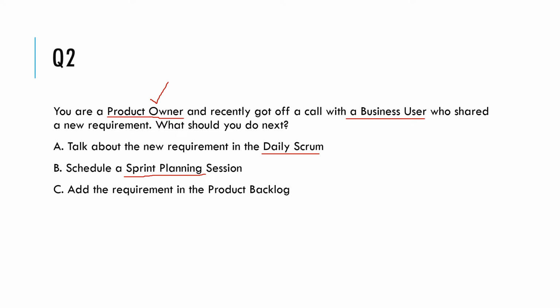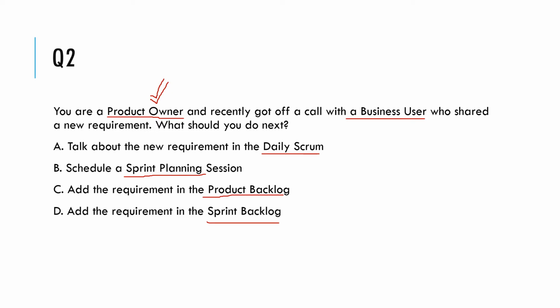Add the requirement in the product backlog. All right, that is one thing that you can do with the requirement. Add the requirement in the sprint backlog. So there is a sprint backlog as well. And remember, you are the product owner here. So what should you do now that you have a new requirement?